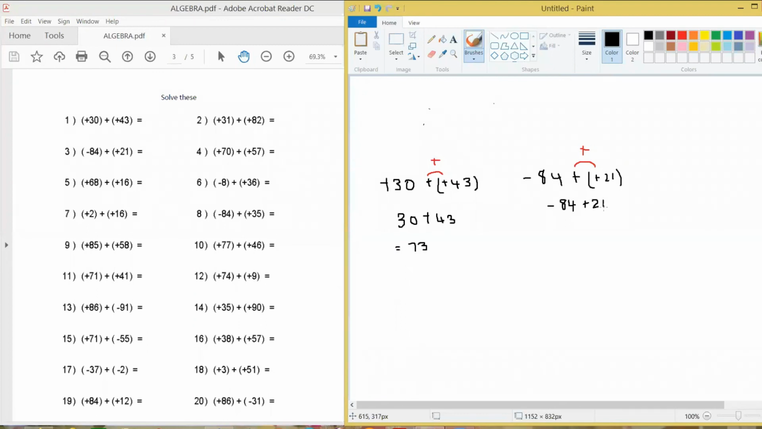I'm going to review that rule which says the mere fact you have unlike signs, you need to subtract. When you have unlike signs, you need to subtract. And when you subtract there, you are going to get 63 as the answer. The number that's bigger is 84. The sign in front of it is a negative. So the answer for number 3 is negative 63.